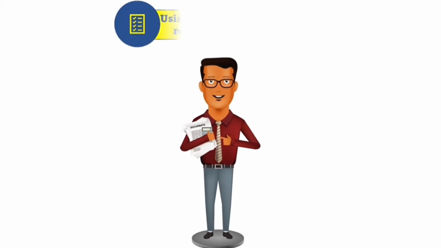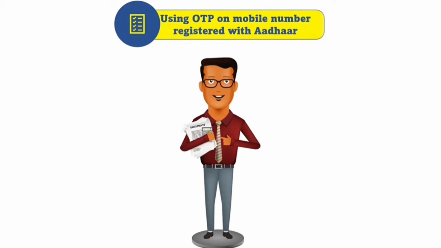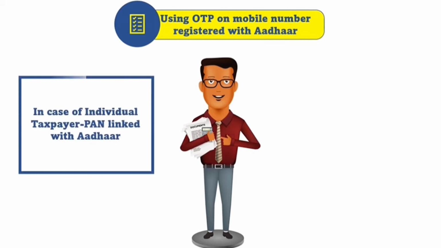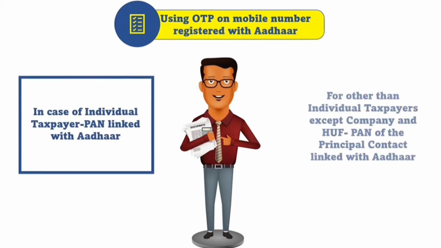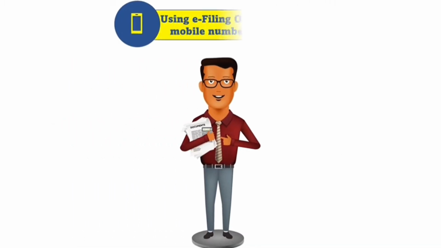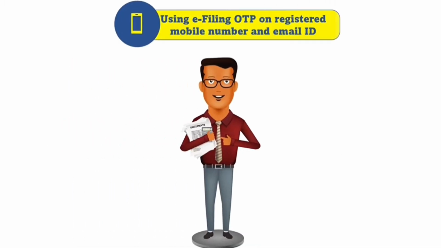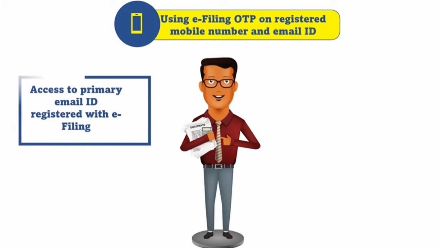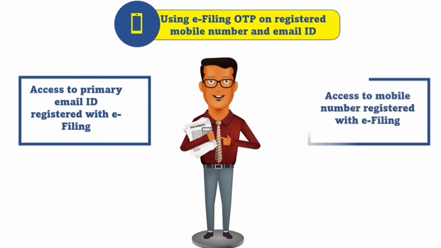In order to reset your password using OTP received on mobile number registered with Aadhaar, you should have your PAN linked with Aadhaar in case of an individual taxpayer. But for taxpayers other than individuals, except company and HUF, PAN of the principal contact should be linked with Aadhaar. For resetting your password using OTP received on mobile number registered on the e-filing portal, you should have access to the primary email ID and the mobile number registered with the e-filing portal.